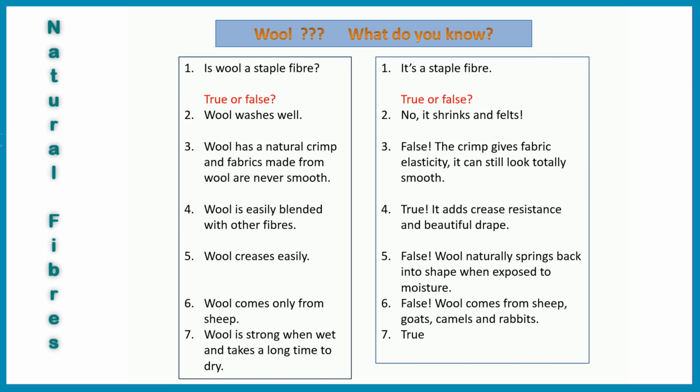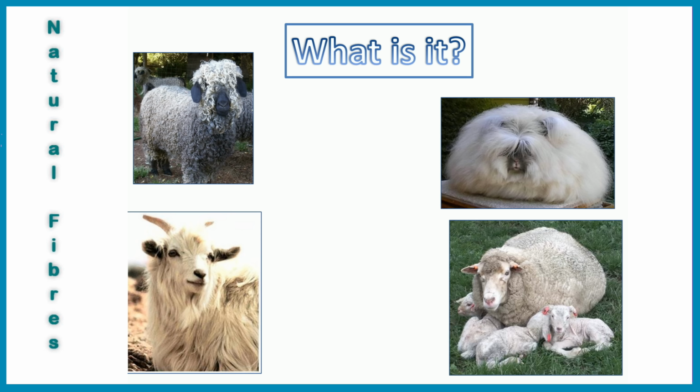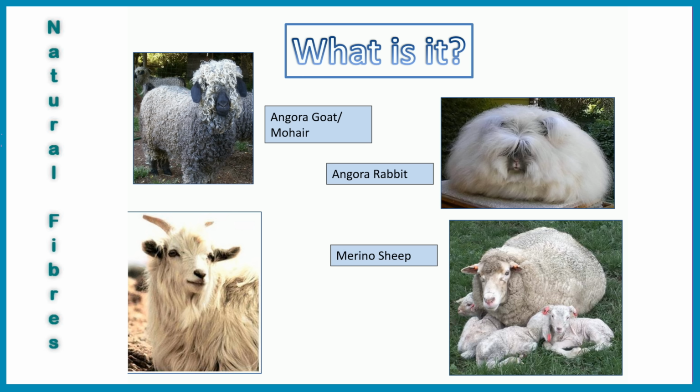So now let's have a look back at these little animals and see if we remember what they were. Did you? That was the Angora goat, which makes the beautiful mohair, which is usually used for knitting. The Angora rabbit, which makes Angora, which is really nice in jumpers. Merino, which is from the sheep, and cashmere, which is from a goat. Okay, so what does it actually look like in a garment?